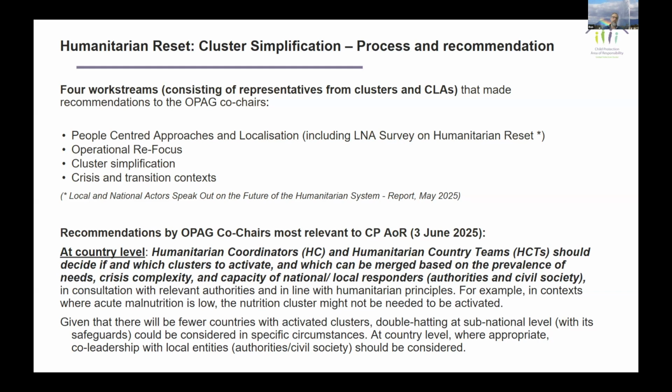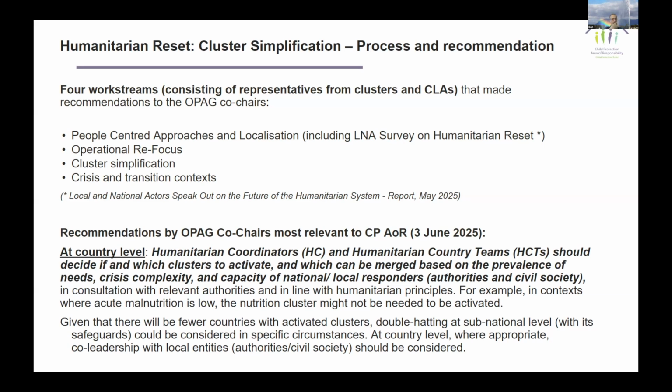Now, that letter triggered, of course, a lot of reactions, but that idea was also proposed within the cluster simplification work stream under bullet point 3 as one way of addressing and coming up with solutions to simplify the cluster. And indeed, it found its way into the first report by the OPAG co-chairs, which basically mentioned that the protection cluster and the AORs and work streams, even though they didn't exist yet, should be consolidated as the recommendations from the OPAG co-chairs.